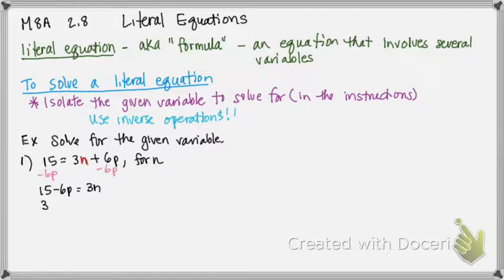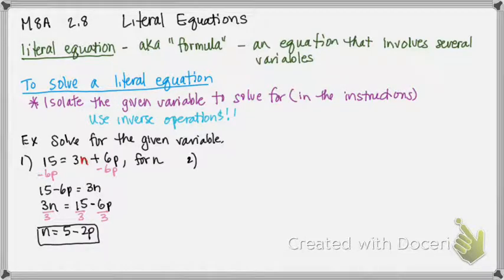I'm going to use the symmetric property of equality and flip what's on each side. When I say flip, that's pick up and take over, not turn around. Then we want n by itself, so we divide, the opposite of multiplying by 3, everything by 3. So we get n equals 5 minus 2p. And that's it. That's all we're doing on these.